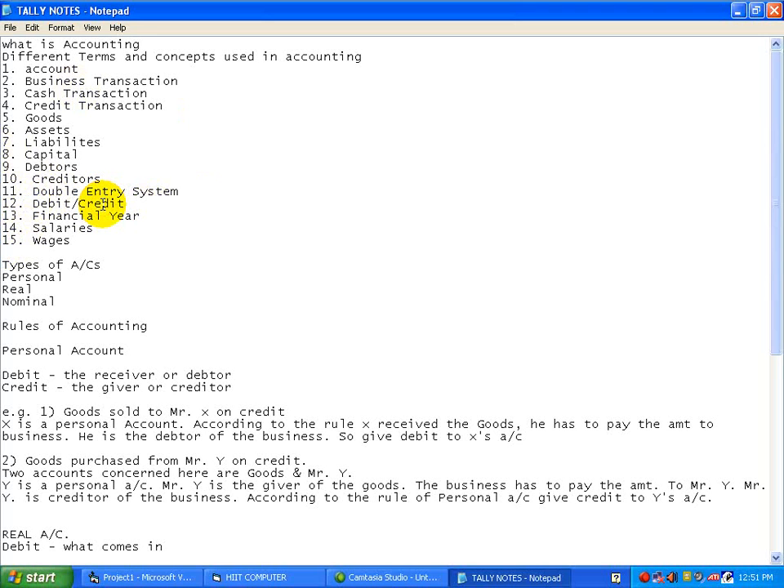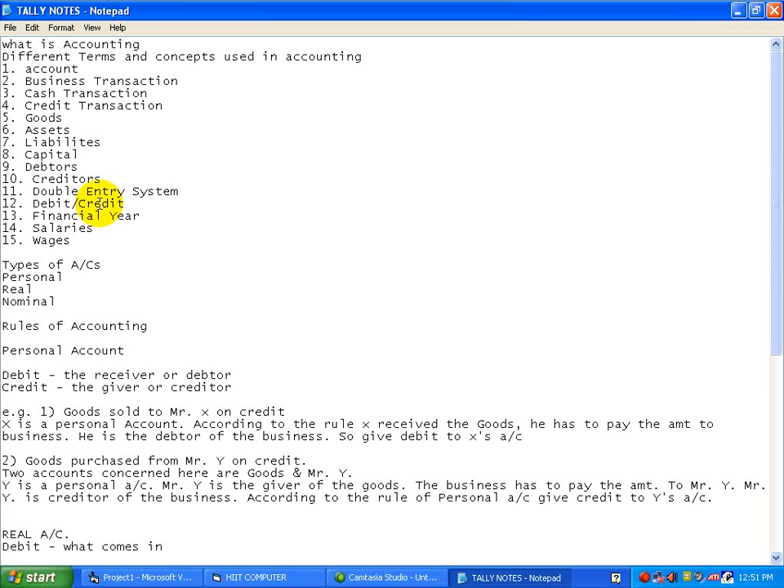The next term, debit and credit. While accounting, namely recording the business transactions, the expenses and incomes are recorded in two different parts or sides of the account. Each account has two different parts or sides. The left side indicates debit and the right side indicates credit.